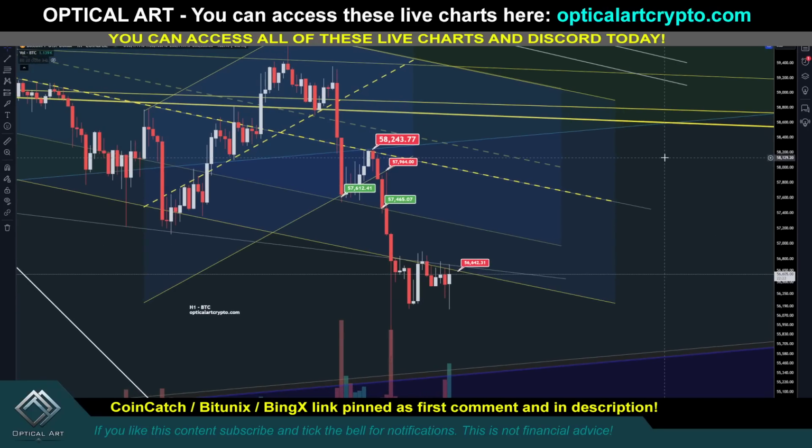Okay guys, quick update with Bitcoin. And I always say that and it ends up running longer than I want it to. I'm going to try my best to just get through this pretty quick.